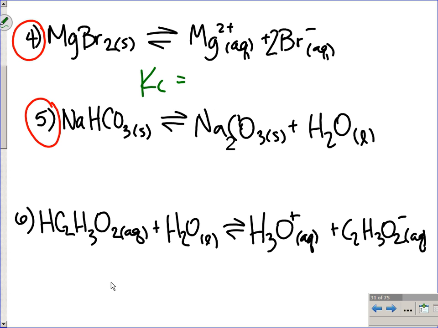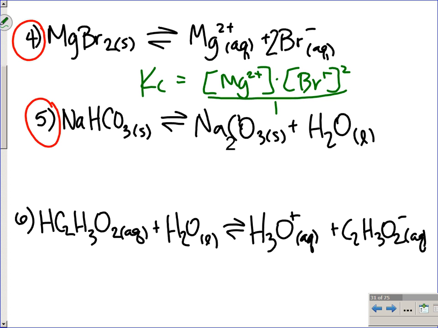So guys, ready? Frank's got this now. Brackets around NH2 plus, times Br. Beautiful. You can put that over 1 if you would like, to represent the thought of the solid. The solids are pure solids, we don't include them. Or I'm just going to not put anything in the denominator whatsoever.